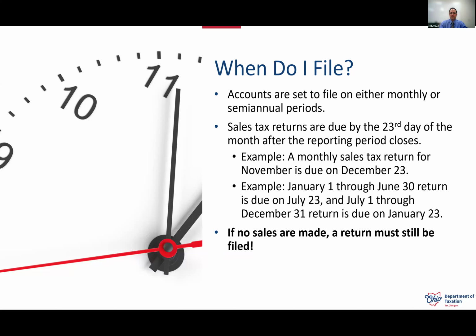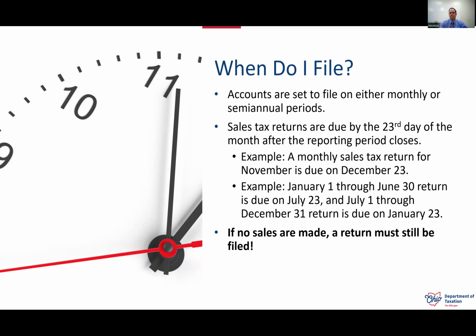And then for those semi-annual periods that end June 30th, July 23rd would be the due date for the semi-annual period. If for some reason the due date falls on a weekend or holiday, we would actually have the due date the next business day.